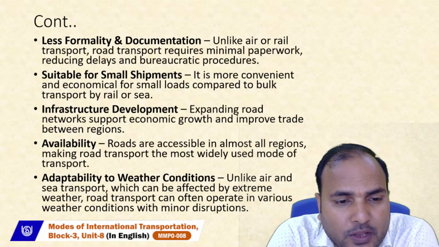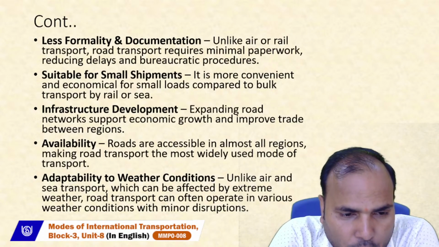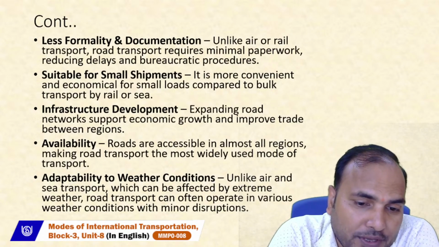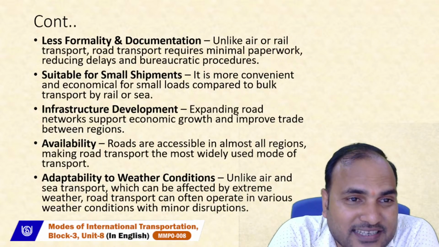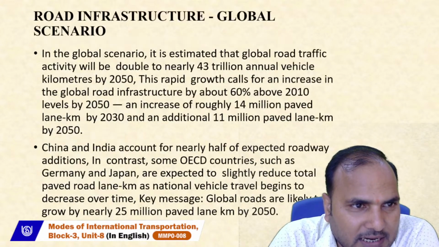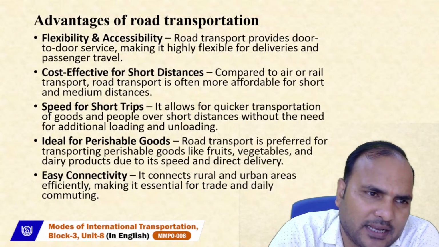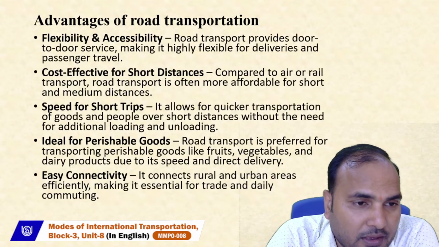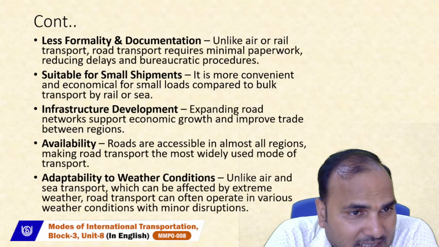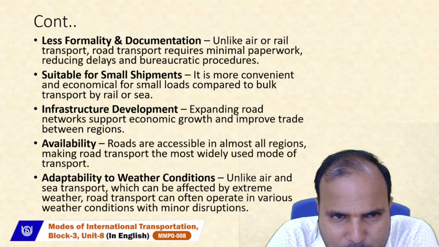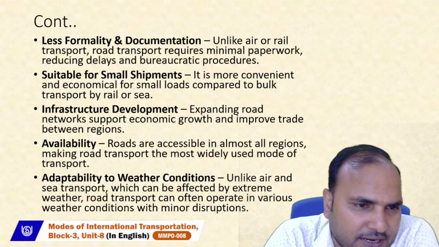Last is adaptability to weather conditions. Unlike air and sea transport, which can be affected by extreme weather, road transport can often operate in various weather conditions with minor disruptions. Disruptions are there, but it is not like air and sea. So, what we discussed till now, these are the different advantages of road transportation. One is flexibility and accessibility. Second is cost effective for short distance, speed for short trips, ideal for perishable goods, connectivity is easy, less formality and documentation, suitable for small shipments, infrastructure development, availability, adaptability to weather conditions.